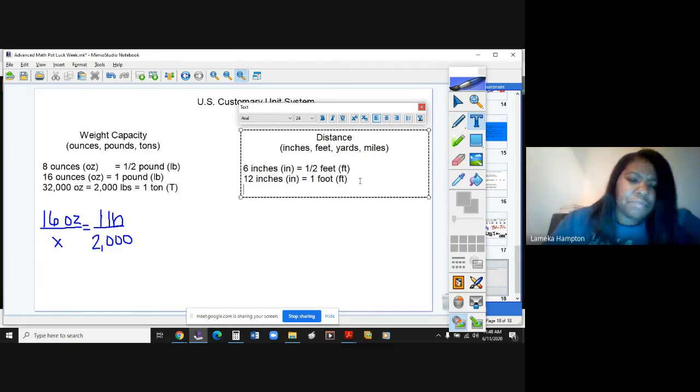All right. So now I have 12 inches equaling a foot. Oh, I'm silly. I was right. I'm silly. How many inches equal 3 feet?